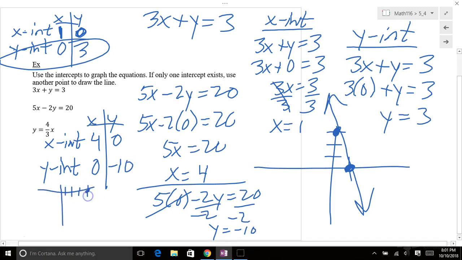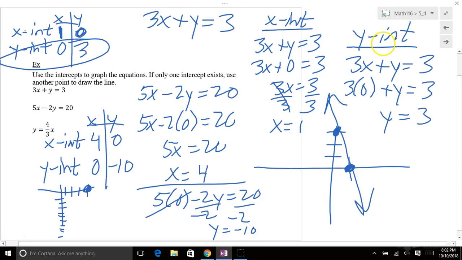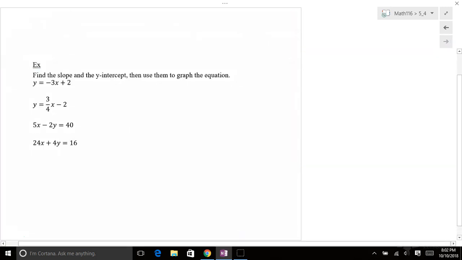1, 2, 3, 4, 0. 4, 0 right there. There we go. 4, 0, 0, negative 10. Anyways, that's down there, negative 10. And we draw that thing from 0, negative 10 to 4, 0. We draw that line.